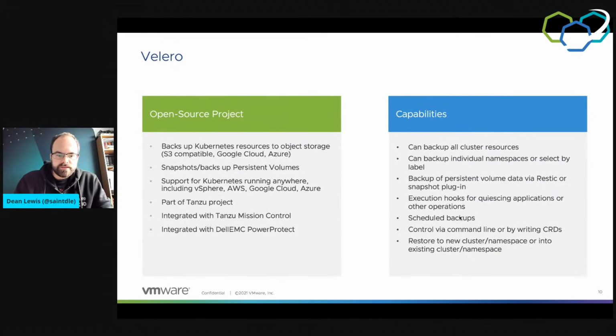As an open source project, it backs up your Kubernetes resources to object storage. So anything which is S3 compatible, Google Cloud or Azure storage as well. It can use the ability of a container storage interface driver that has snapshot capability to protect the data. But there are also plugins as well to capture that persistent volume data if snapshots are not supported. We obviously support Kubernetes running anywhere. So whether that's your vSphere environment on premise, whether it's AWS, Google Cloud, Azure, or name another service.